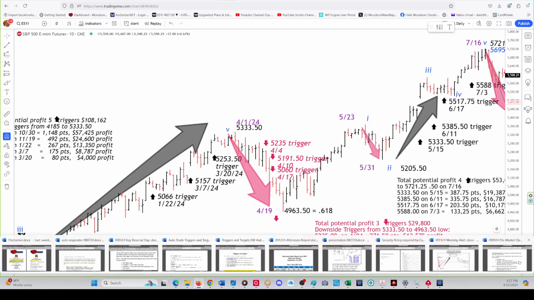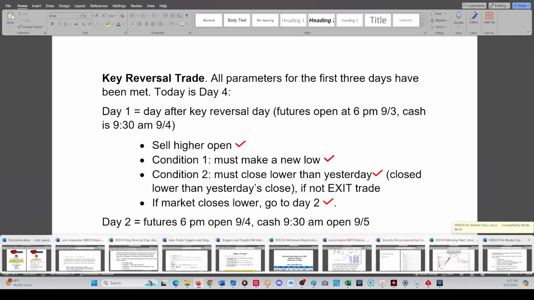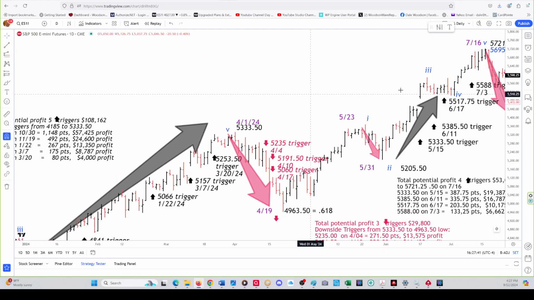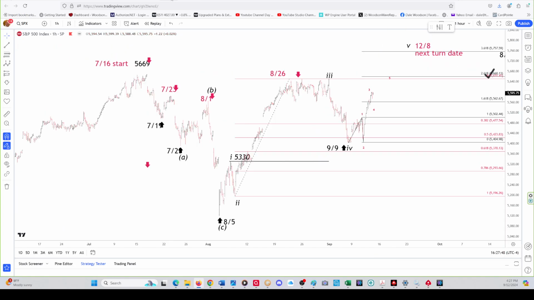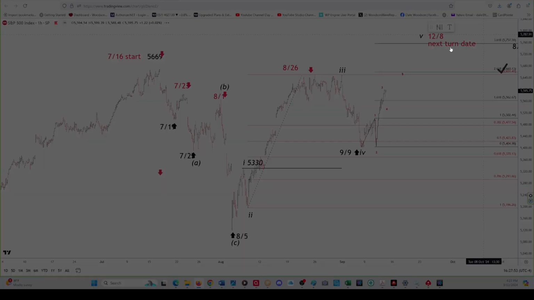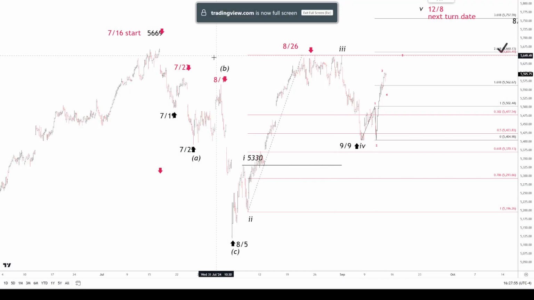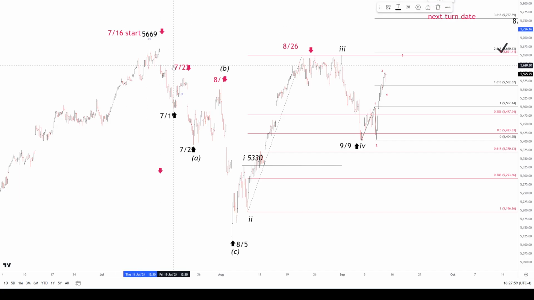Yeah, we did that key reversal trade. All right, let me get into the S&P here. Let's look at these. I think I got the hourly. Okay, this is the S&P hourly chart with these Fibonacci turn dates. A little bit off here, but the best thing about this is, unlike other Fibonacci time spirals, this one is calling alternating highs and lows.